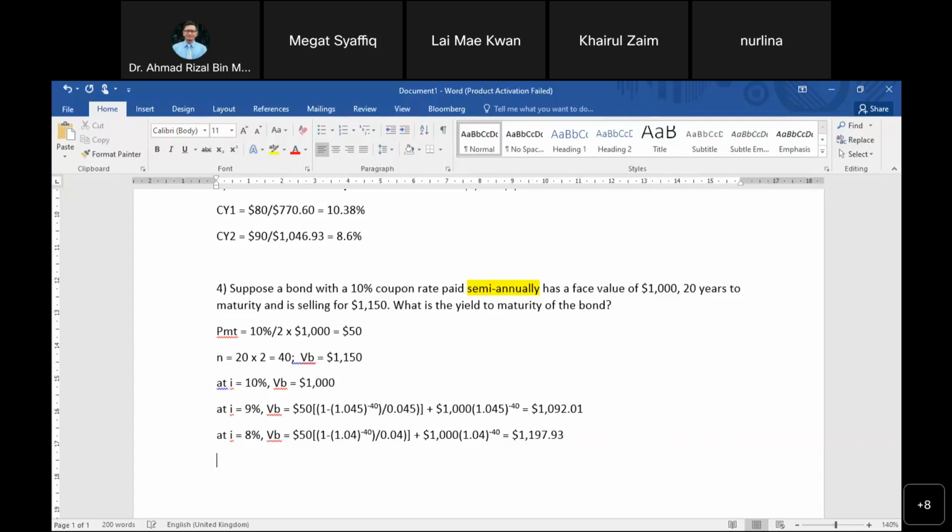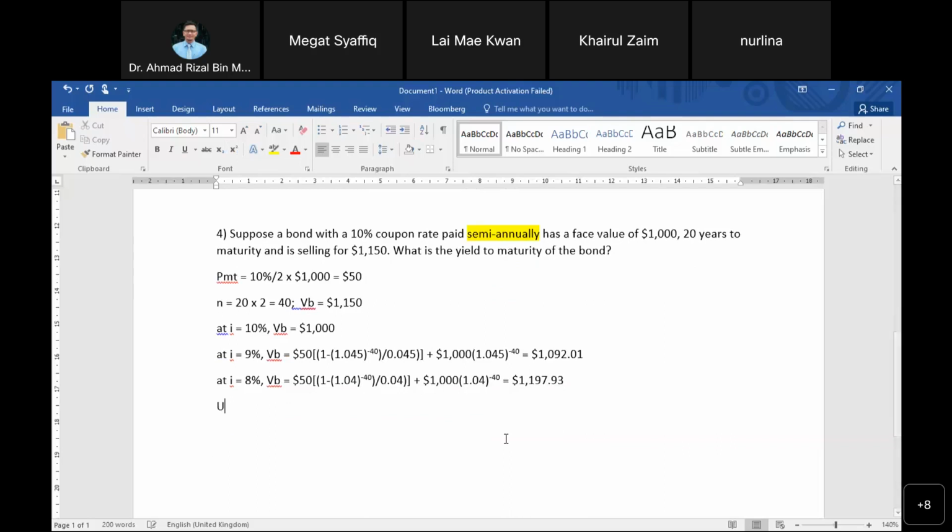The rest, make sure you get it, because this is practice. I think you have this opportunity to practice outside of class time. I know it's difficult for you because you're busy working with your family, so take this opportunity to practice as well. Now you have these two figures, 1092 and 1197, in which 1150 is sandwiched between the two. So you can start doing the interpolation already.